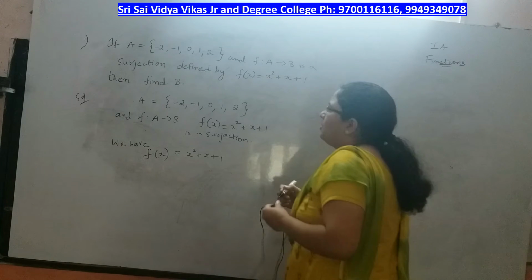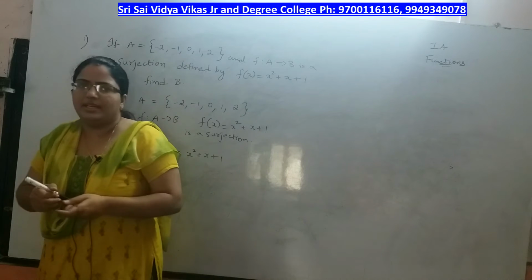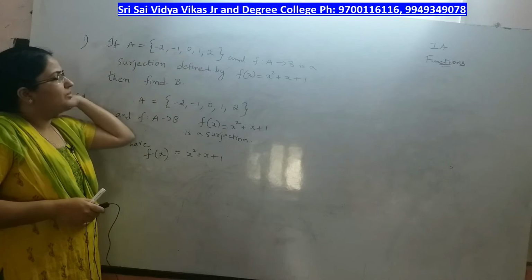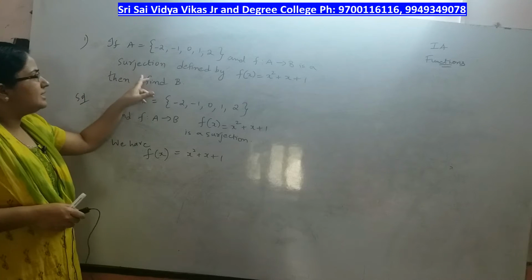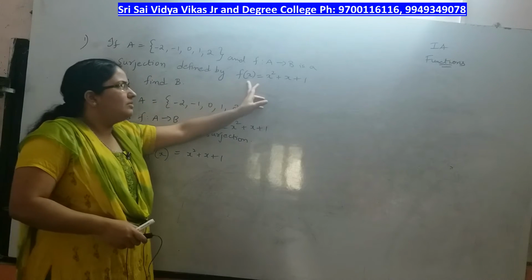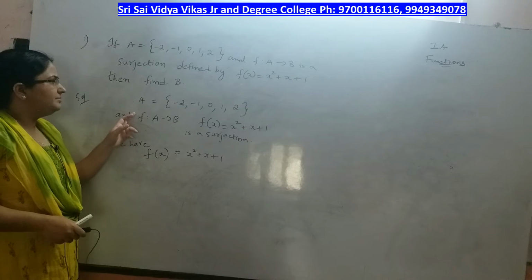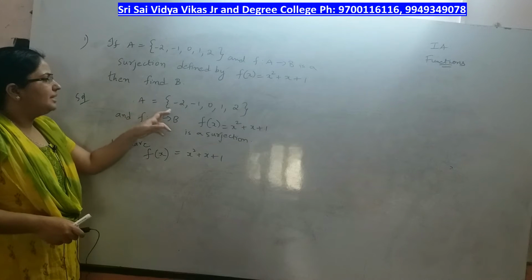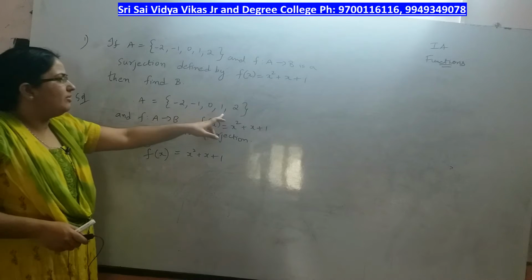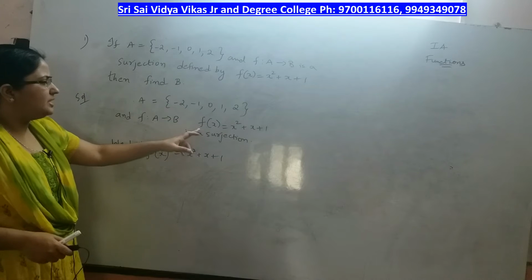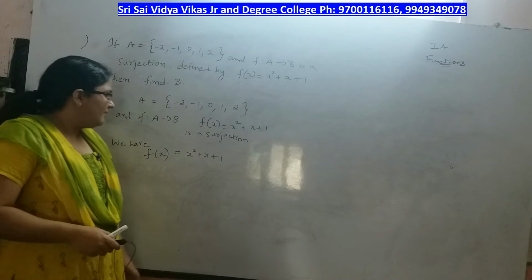Let us see the first problem in today's class. Here it is given, if A is equal to {-2, -1, 0, 1, 2}, f maps A to B be a surjection defined by f of x is equal to x square plus x plus 1, then find B. So here A is given as {-2, -1, 0, 1, 2}. F maps A to B. F of x is equal to x square plus x plus 1.